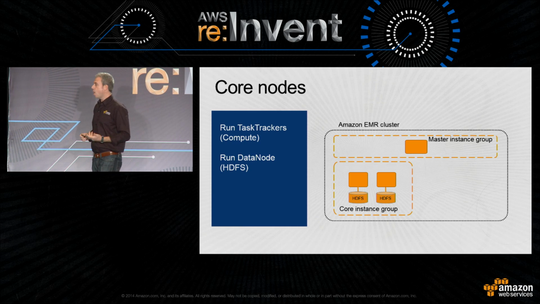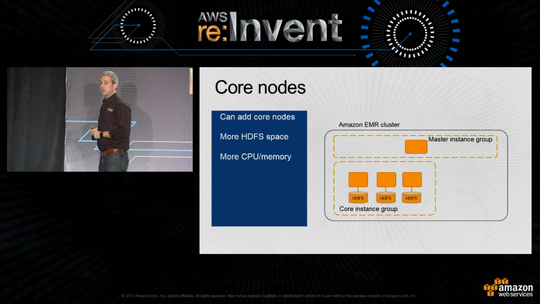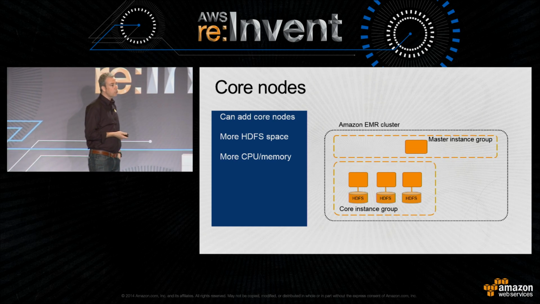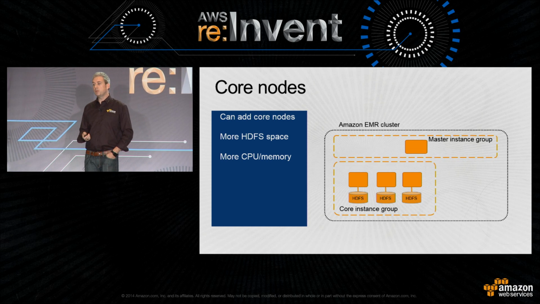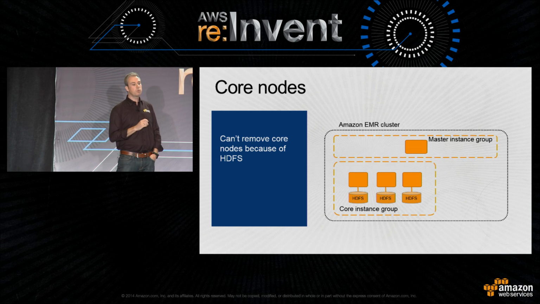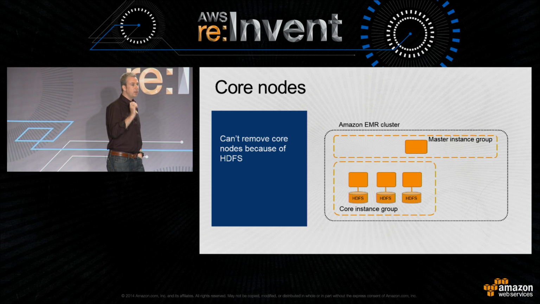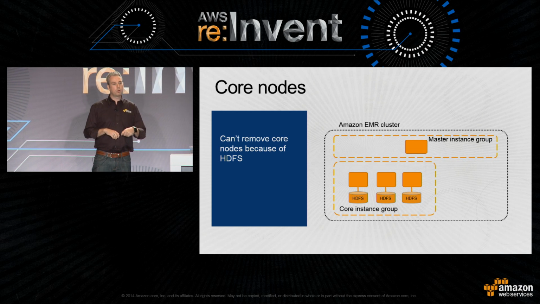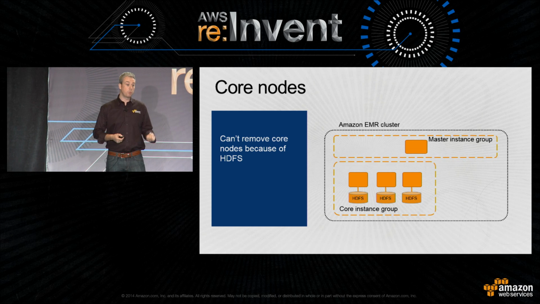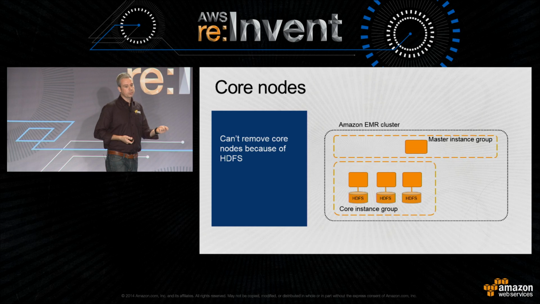So we might run a couple of core nodes, and we might expand those over time to increase our HDFS storage or to increase the amount of CPU and memory that we have access to. But we can't really practically remove them, because HDFS replication will cause backups to be restored, and our HDFS system will become really busy, and it will stop processing useful data.